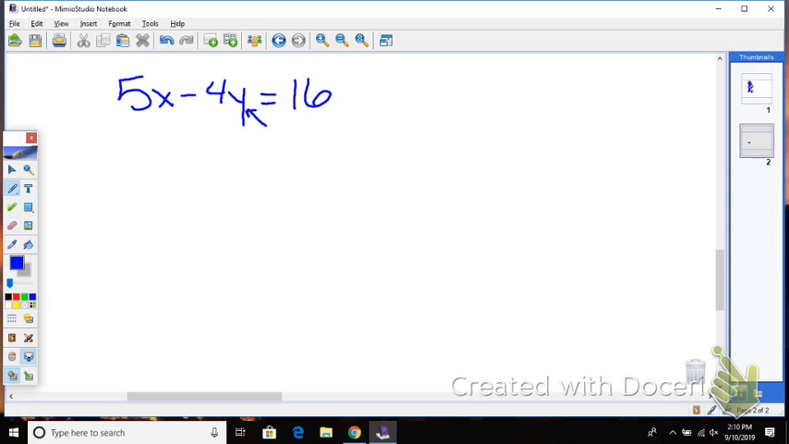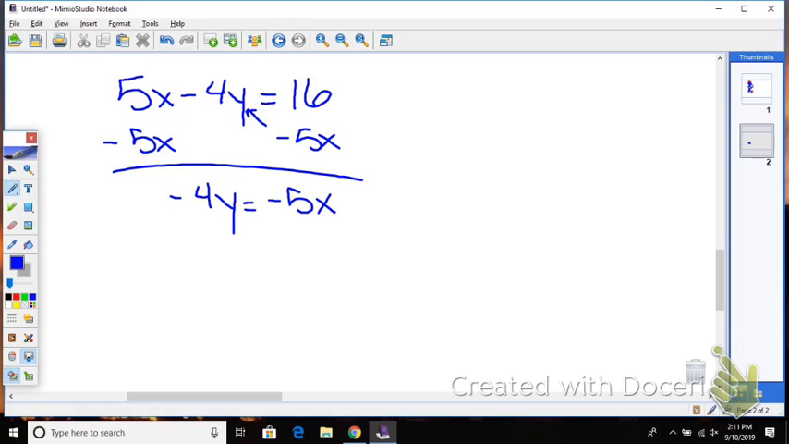How am I going to move this positive 5? Subtract 5x over. Can I combine together 16 and minus 5x? No, so you're just going to write it next to each other. I'm going to start it in the form y equals mx plus b. So I like to write my x part first.